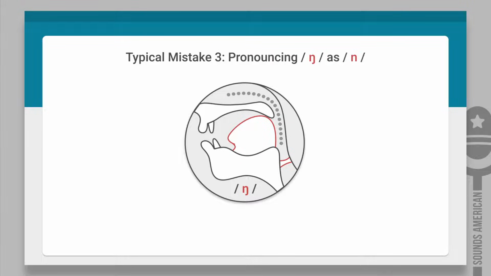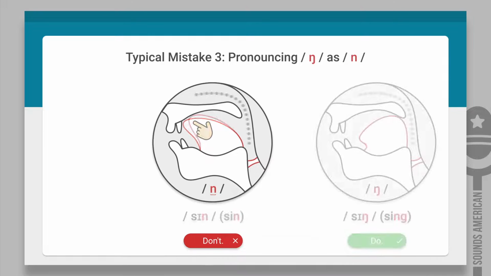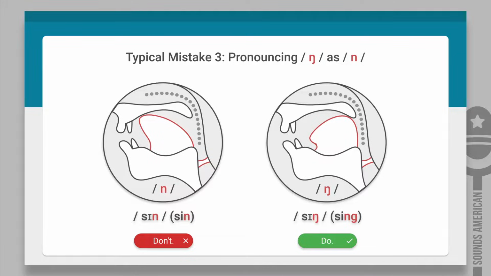Number 3. Finally, some people distort the sound by placing the tip of the tongue to the alveolar ridge or against the back of their upper front teeth. As a result, the sound is more like the n sound. Listen and compare. Sing, sin. That's an absolutely different word again. To make the sound correctly, you should pull the back of your tongue toward your throat. Sing.